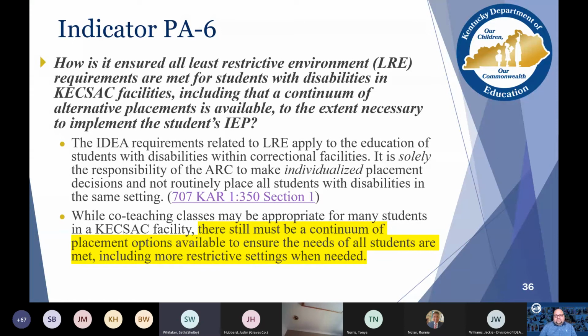If a child needs a resource room for special education, they must have access to a resource room for special education. That cannot be limited by administrative convenience, cannot be limited by money, cannot be limited by space. It has to be provided if it's determined by the ARC that that is what's most appropriate for the kid. They have to receive access to that continuum of services. So it is solely the responsibility of the ARC to make individualized placement and not place all students in the same setting. It has to be based on the kid's needs.